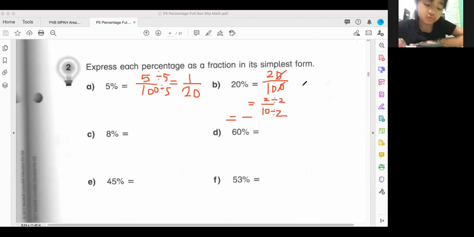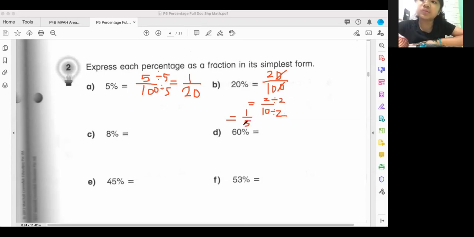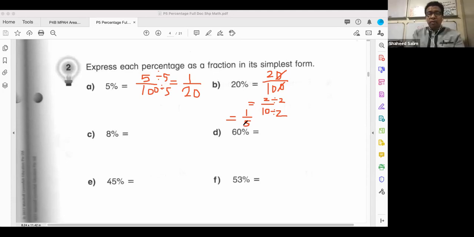Everyone seems to be stuck. Okay, we seem stuck. Okay, here we go. So 2 divided by 2 is 1. 10 divided by 2 is 5. 1 out of 5. 1 out of 5. You all can do, huh? You all understand, right?